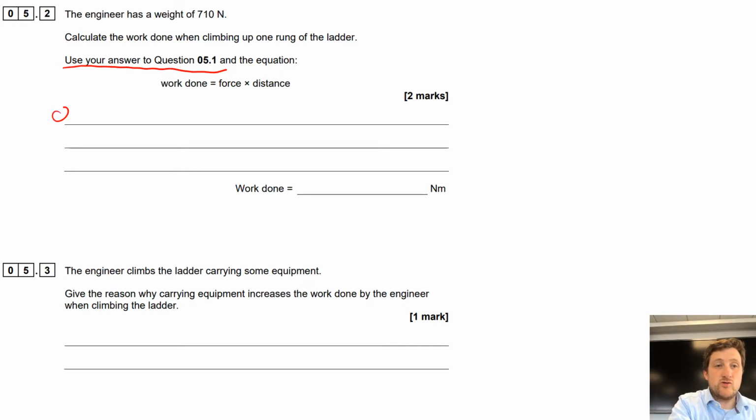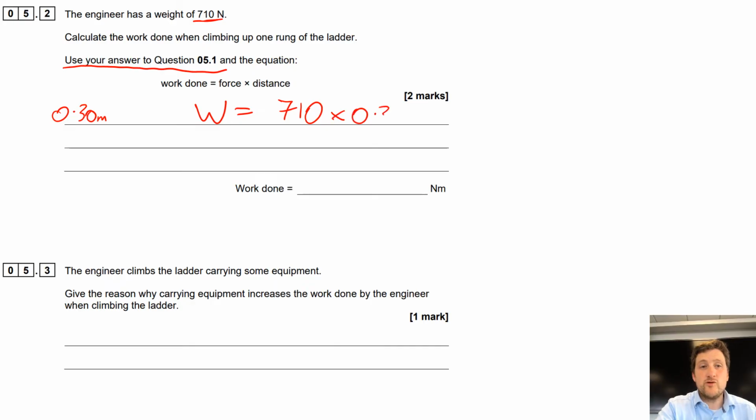So we need to make sure we look back. We know it's 0.30 meters, and it says calculate. Again, it's only 2 marks, so it's only plugging in some numbers. So we're going to do work done equals force, they've given us 710, times 0.30, and that is going to equal the work done is 213 Newton meters.